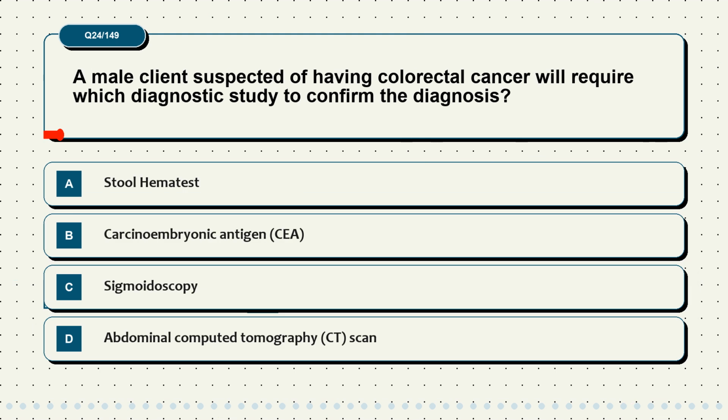Question 24. A male client suspected of having colorectal cancer will require which diagnostic study to confirm the diagnosis? Here are the options. Option A, stool hematest. Option B, carcinoembryonic antigen, CEA. Option C, sigmoidoscopy. Option D, abdominal computed tomography, CT scan.